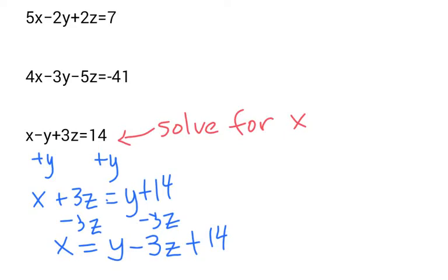Here's an alternative method to the Gaussian elimination method. The first thing you should do is pick one of your equations and solve it for one of the variables. I picked the third one to solve for x just because the x is already positive and it already has a coefficient of 1, so I can just move everything over to the other side of the equation to solve for x.